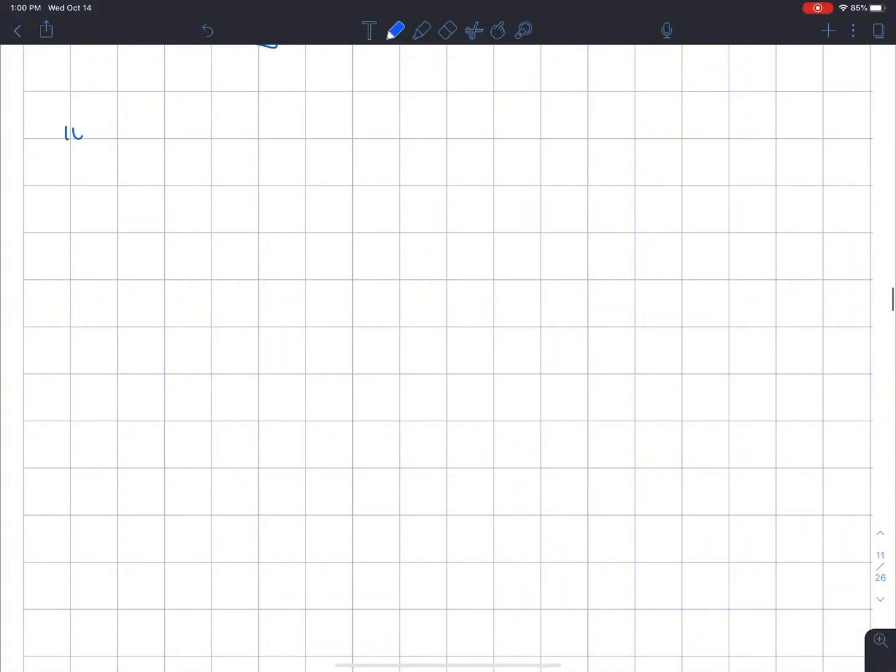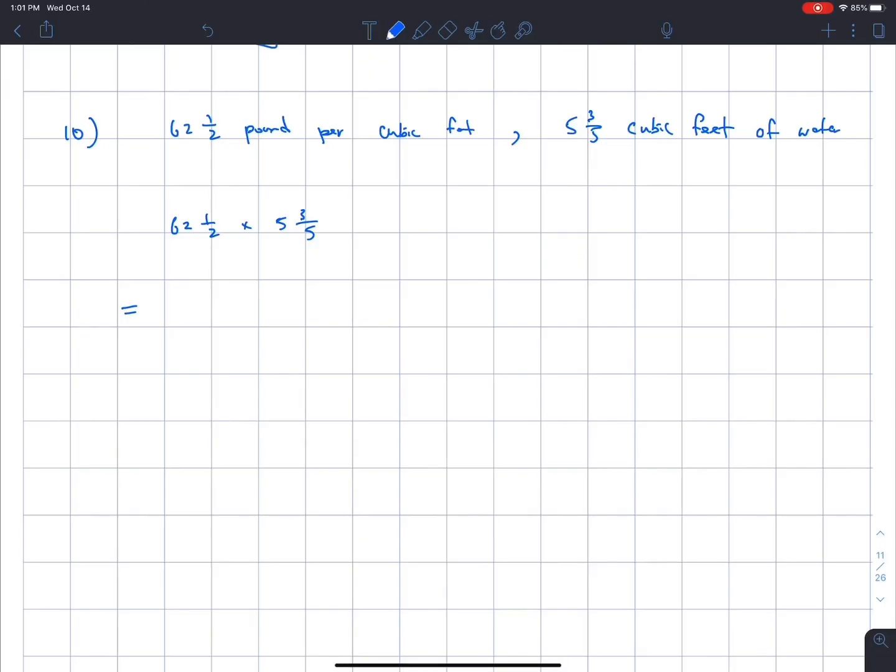Question 10. The weight of water is 62.5 pounds per cubic foot. What is the weight of 5 3/5 cubic foot of water? So same idea, we're just timesing here. So we have 62 and 1/2 times 5 and 3/5. Numbers are getting big. I'm just going to type this into the calculator. 62.5 times 5.6. We get 350 pounds.